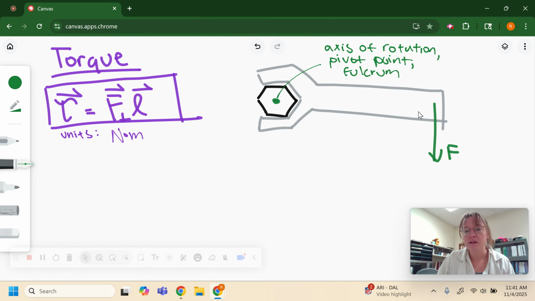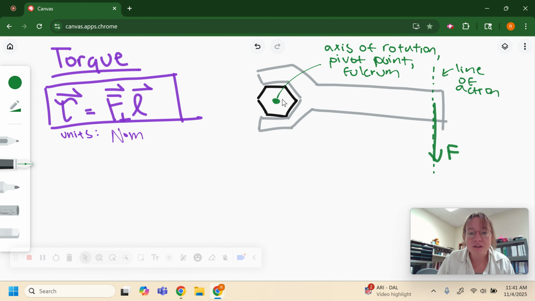Then, the place where the force is applied, which in this case is right here, we call the line of action. So my pivot point is here. That's what the bolt is going to spin around. My line of action is here. That's where I apply the force.